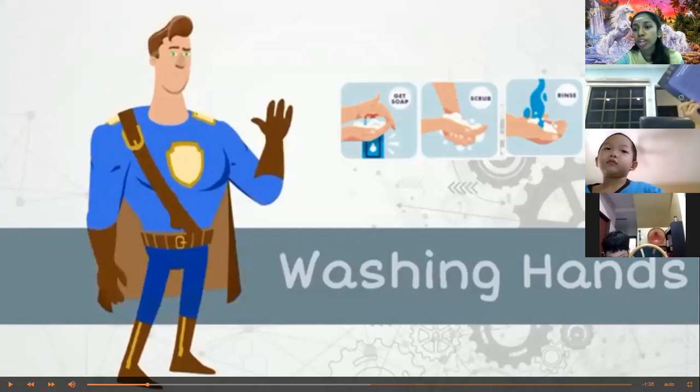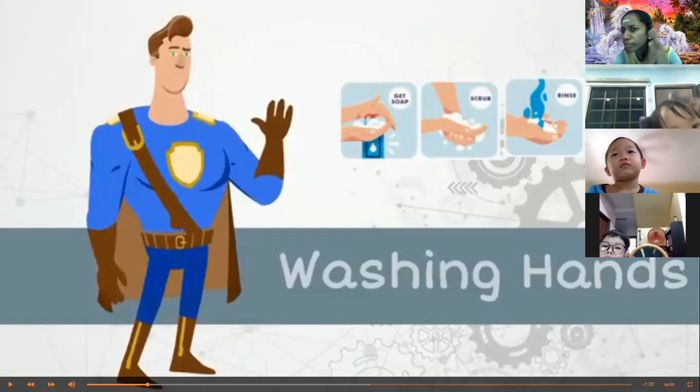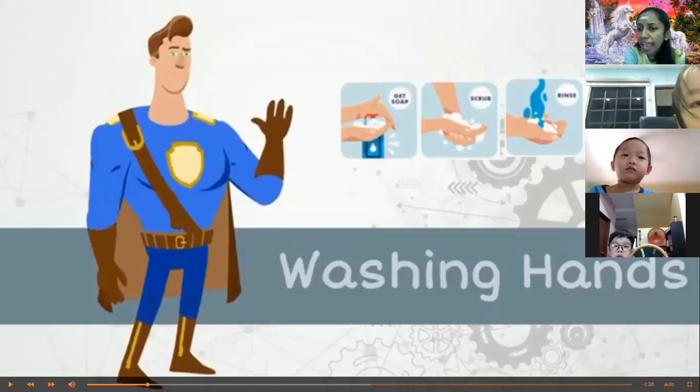So if you want to wash hands, you always rinse your hands first, then you get your soap, then you scrub your hands, your palms, and then your fingers, and then you rinse your hands, and then you get a cloth or a tissue to dry off your hands, right? So that is the steps to wash your hands.